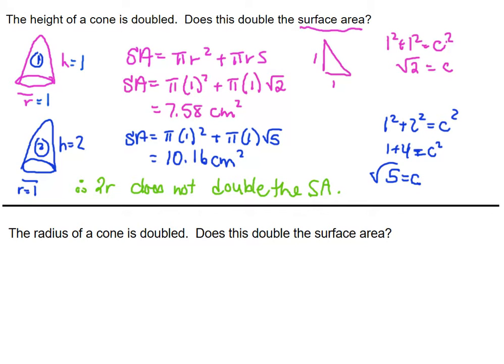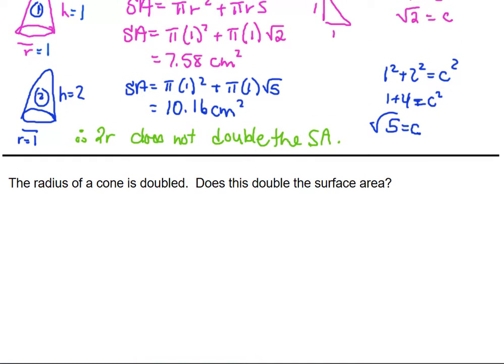Okay, and the next question is very similar, and we're going to do a hands-on example again, just by subbing in very easy numbers. You can sub in difficult numbers if you'd like, but I'm going to sub in easy numbers. The radius of a cone is doubled. Does this double the surface area? Okay, so now let's talk about the radius. We're still talking surface area. We're not talking volume. So pi r squared plus pi r s.